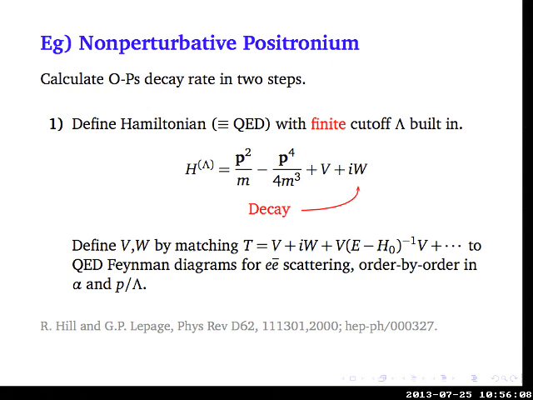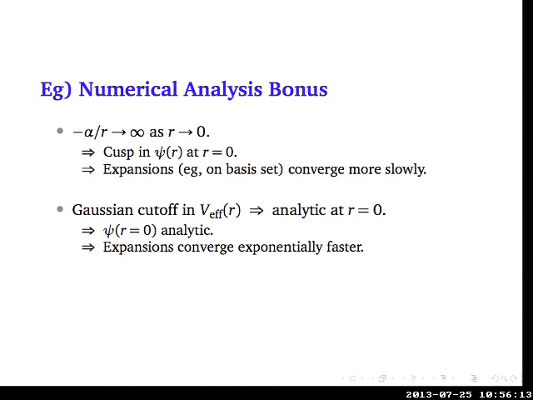I'll mention one other aspect about this, sort of as a footnote, and that's the numerical analysis bonus that comes from this. The original Coulomb potential actually is singular, of course, at r equals zero, and that leads to cusps in the wave function at r equals zero, and that cusp is a major driver for high precision work on things like helium. People spent all their time figuring out how to deal with the stupid cusp accurately. That's because if you do straightforward things, you'll find that convergence is appallingly slow, and you have to somehow acknowledge the existence of that cusp explicitly.